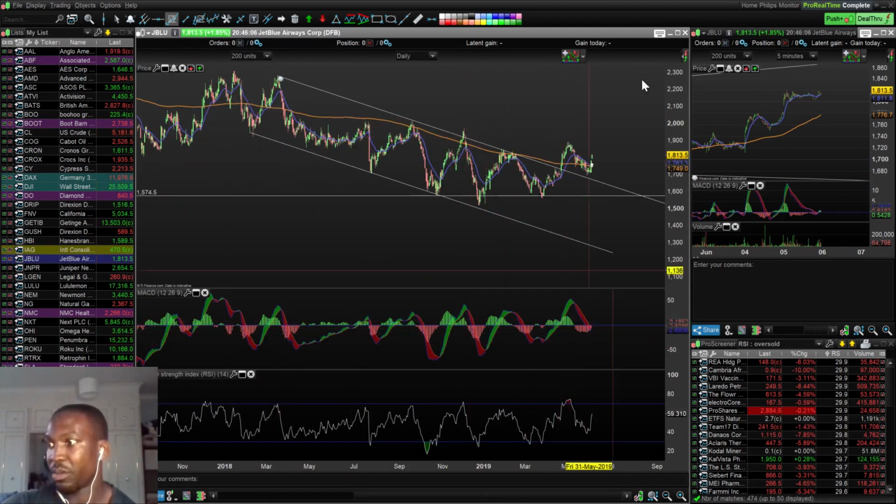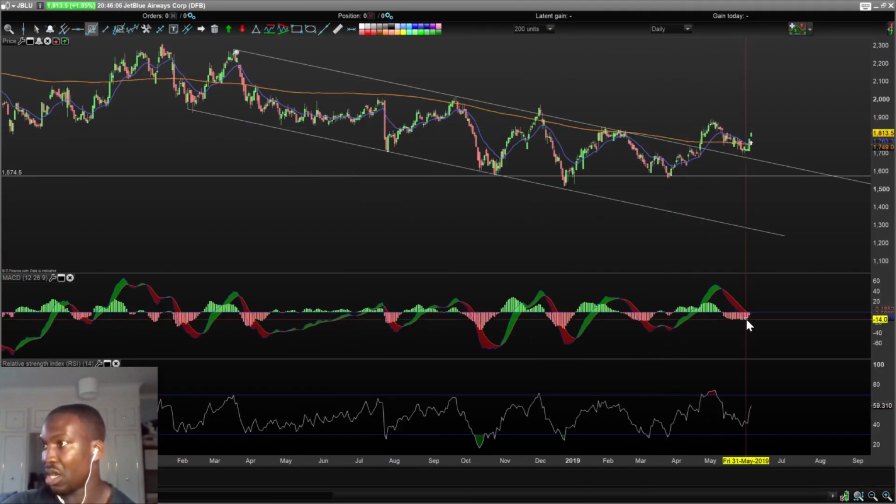And look even on the daily MACD and RSI. Look at that. This is exactly what you want to see on the MACD and RSI when you're trying to take a long position. JetBlue's MACD is just about to curve into positive territory. The RSI is also curving upwards. So yeah, this is a good long position.